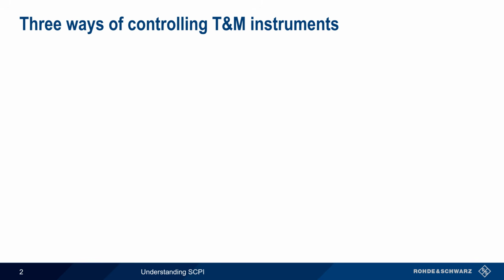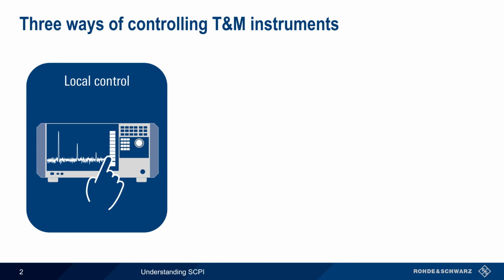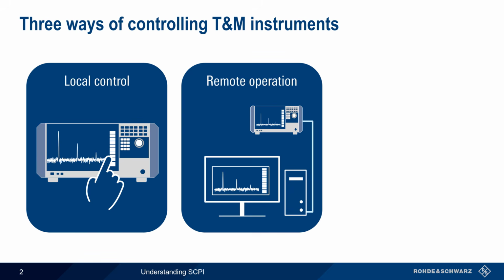There are three general ways to control test and measurement instruments. The first is local control, in which the user operates the instrument using the front panel controls and/or graphical user interface. The second is remote operation. In this case, the instrument is operated by means of a program running on a remote PC. This may be a standard remote GUI application, such as VNC or remote desktop, or it may be a dedicated software application. The connection to the instrument is most often made either via Ethernet or USB.